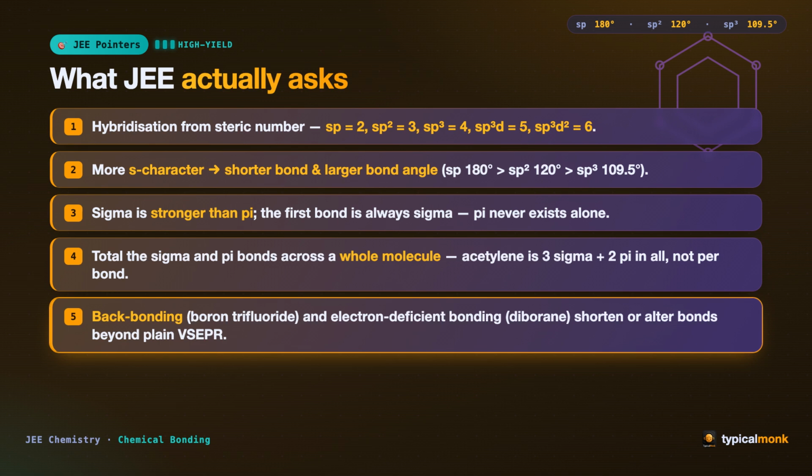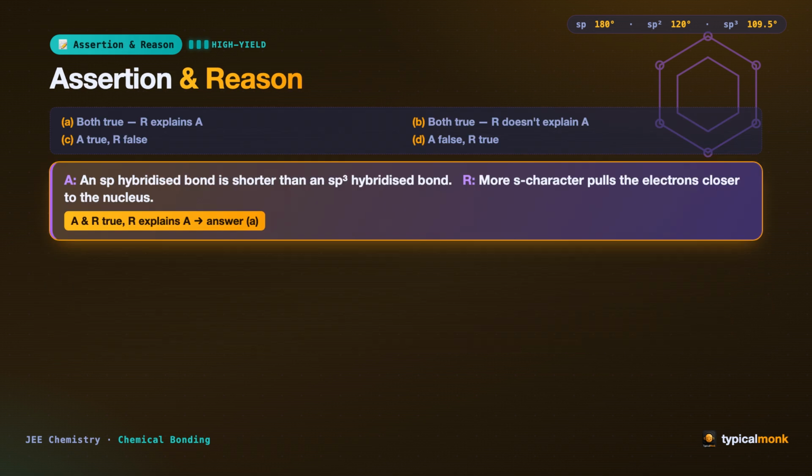5. Back bonding, as in boron trifluoride, and electron-deficient bonding, as in diborane, shorten or reshape bonds beyond what plain hybridization and VSEPR would predict. This is the exception layer JEE adds on top of NEET. Let us drill the JEE way.